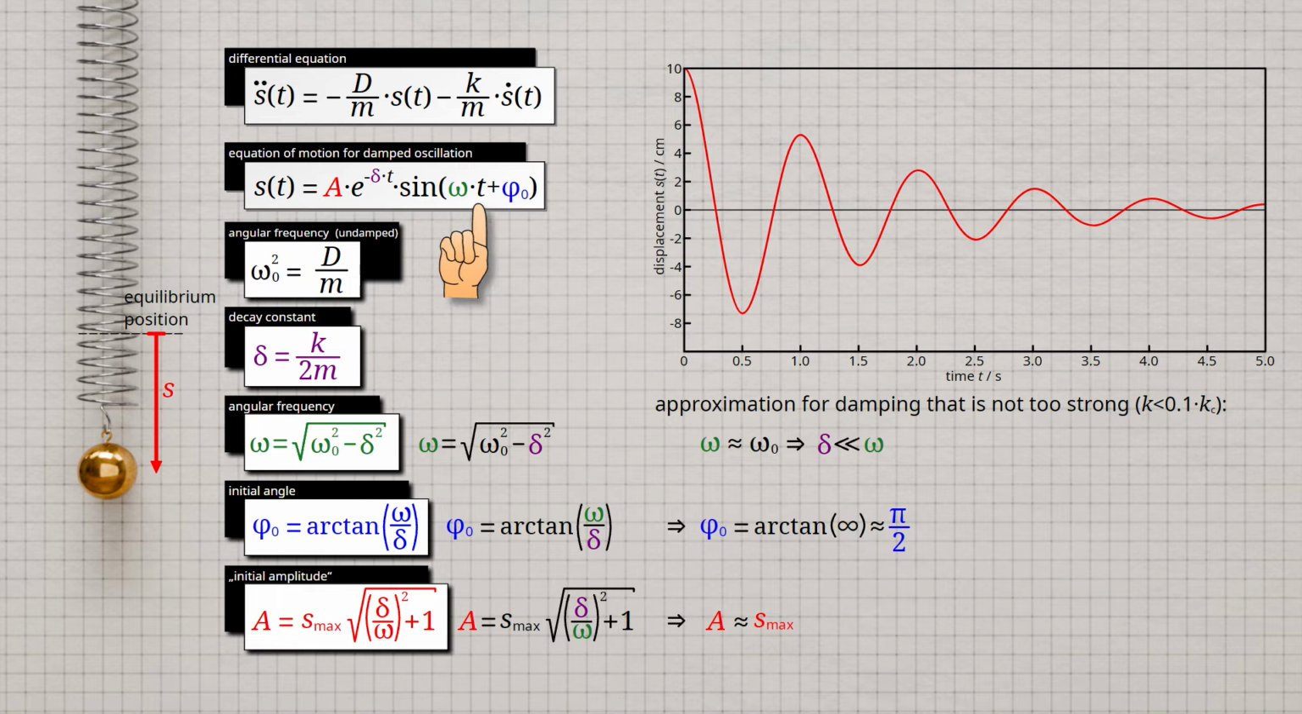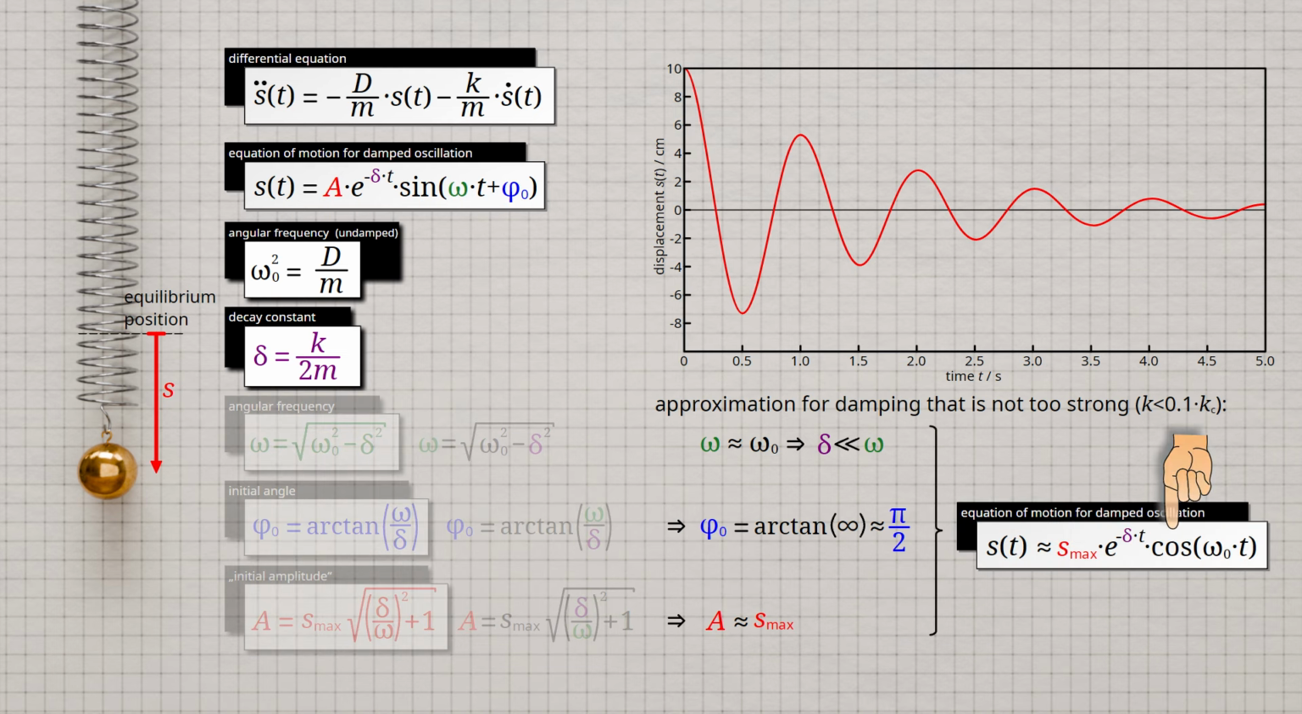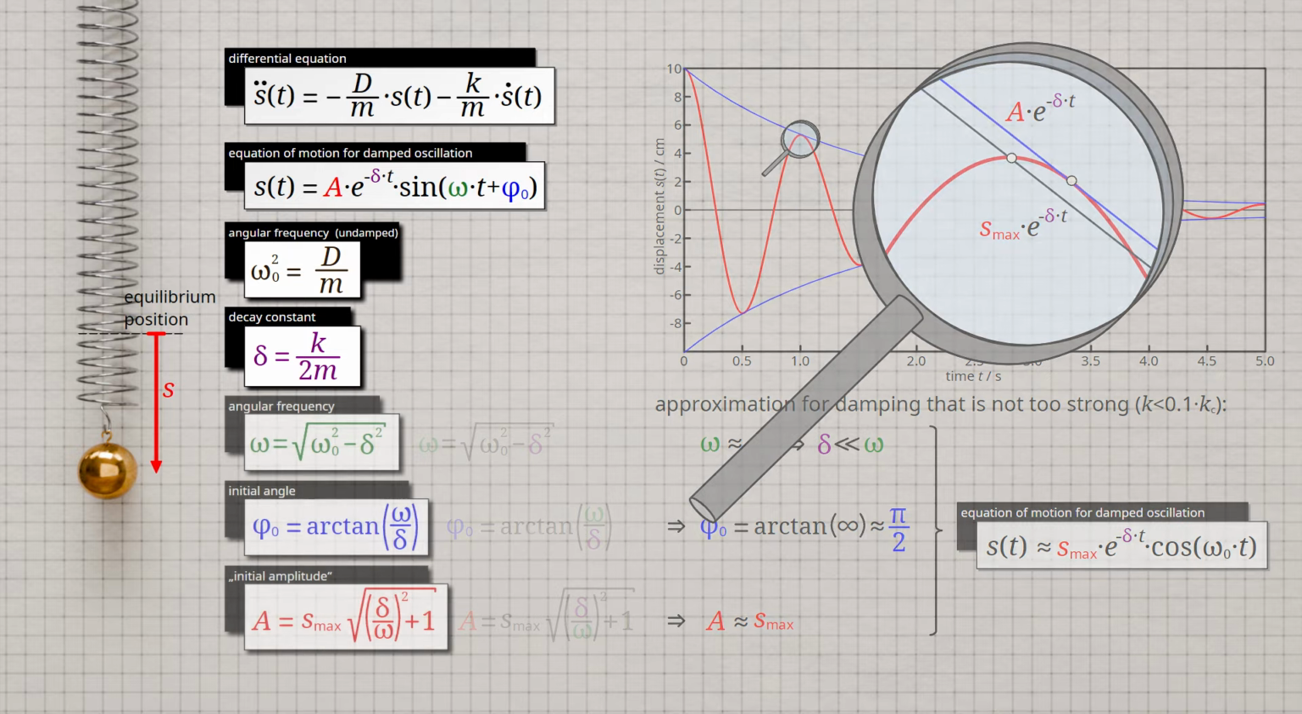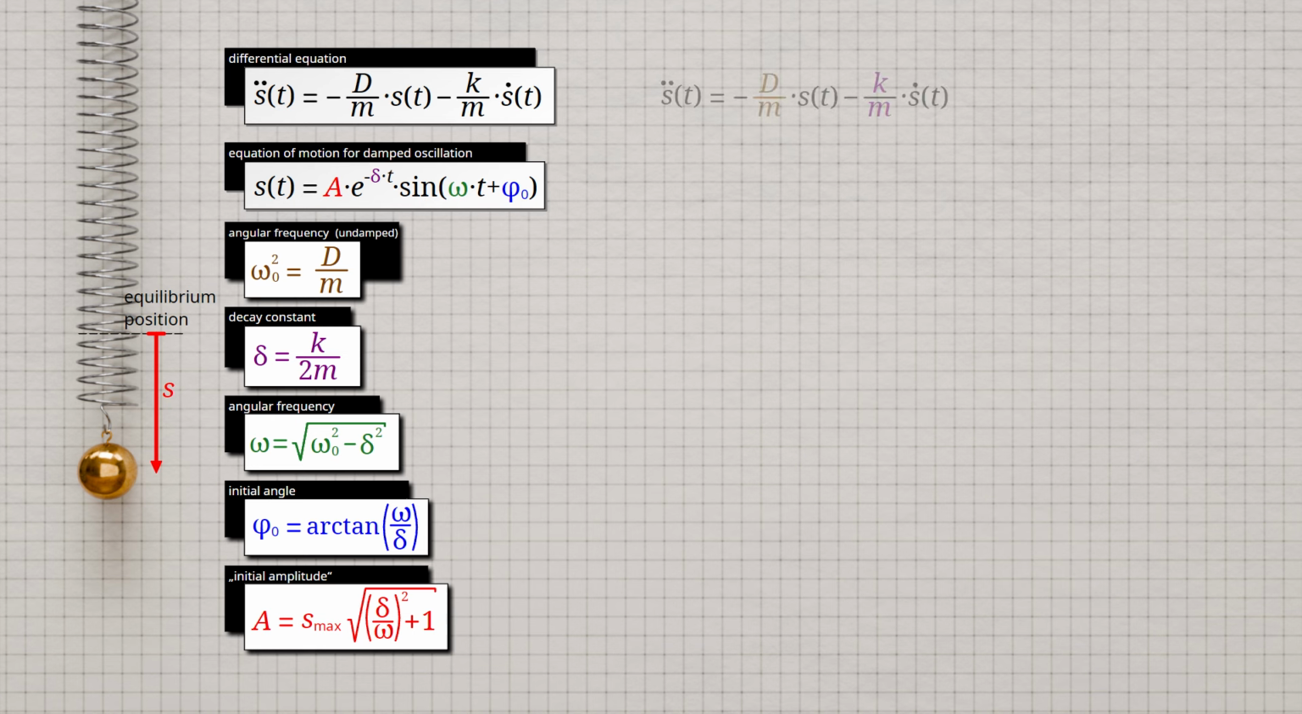With an initial phase angle of pi over 2, the sine function is phase shifted by 90 degrees, so that the cosine function can be used instead of the sine function. This results in the given equation of motion to describe a damped oscillation. In this function, only the angular frequency omega 0 and the decay constant delta are required. It should be noted that in this approximated equation of motion, the exponential term in front of the cosine function no longer describes the envelope of the oscillation, but rather the course of the local maxima, that is, the progression of the amplitude. Finally, let us once again consider the differential equation of the damped oscillation.